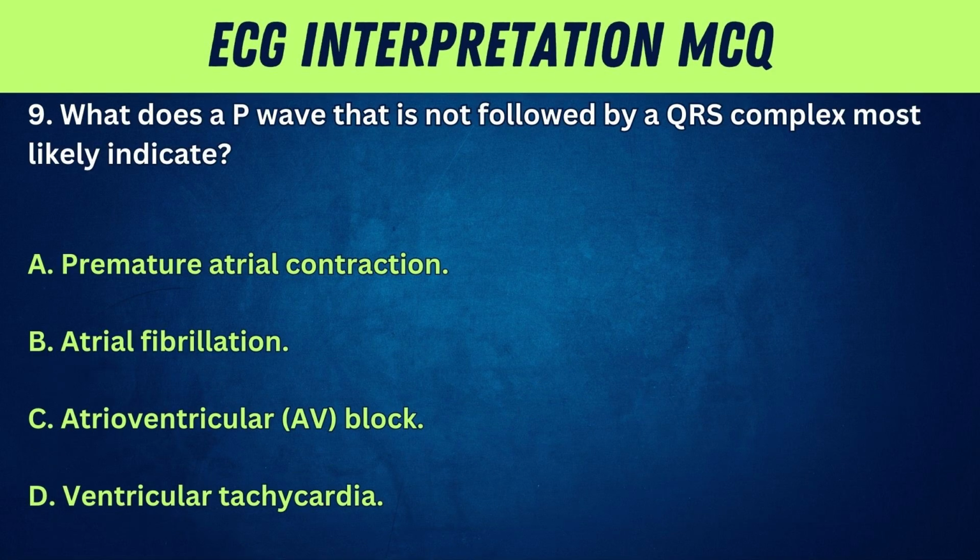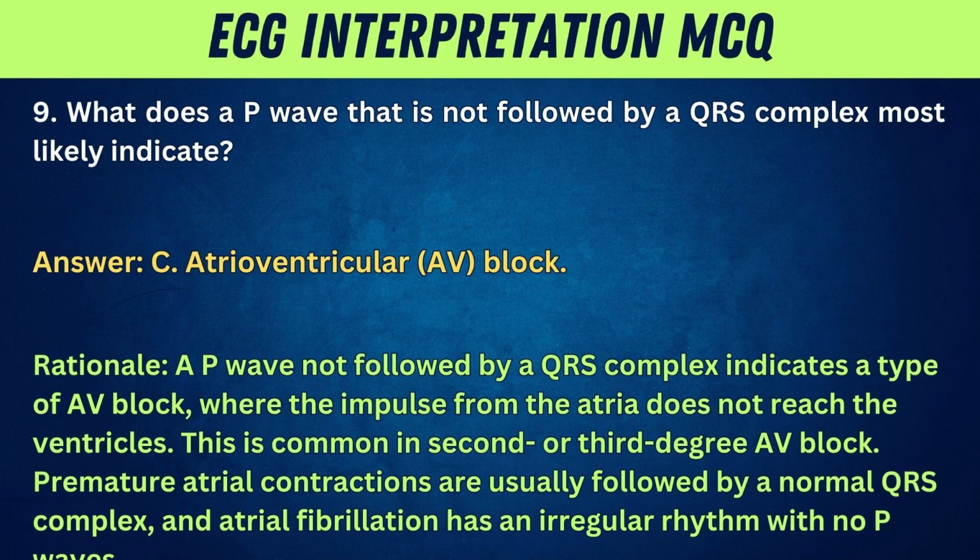interval. 9. What does a P wave that is not followed by a QRS complex most likely indicate? A. Premature atrial contraction. B. Atrial fibrillation. C. Atrioventricular AV block. D. Ventricular tachycardia. Answer: C.